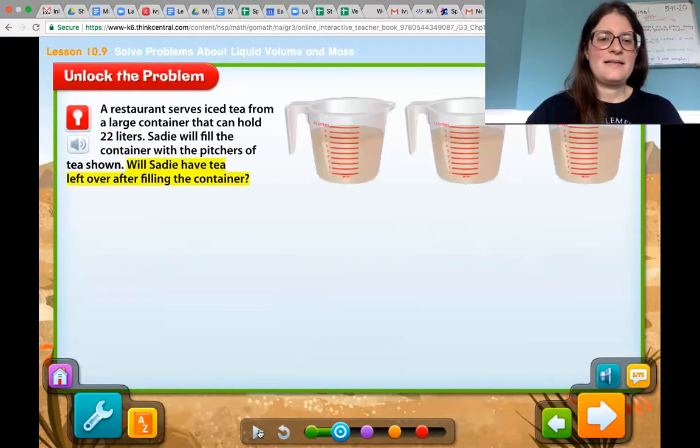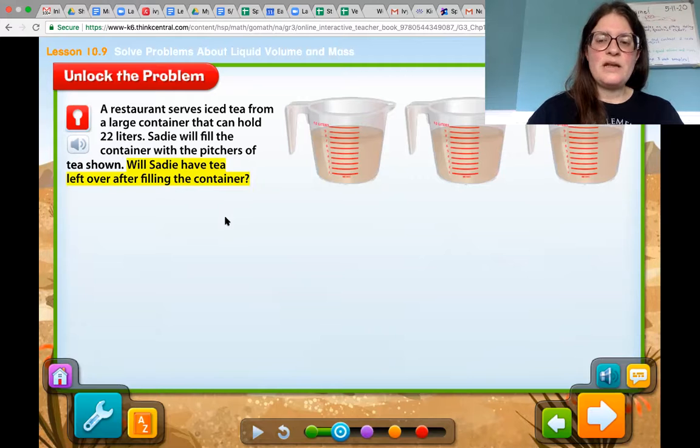Okay, so I'm learning this along with you. And I'm going to read the question to you. It says, unlock the problem. A restaurant serves iced tea from a large container that can hold 22 liters. Sadie will fill the container with pitchers of the tea shown. Will Sadie have tea left over after filling the container?